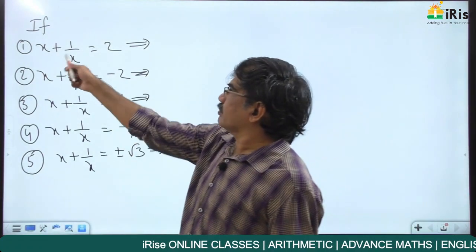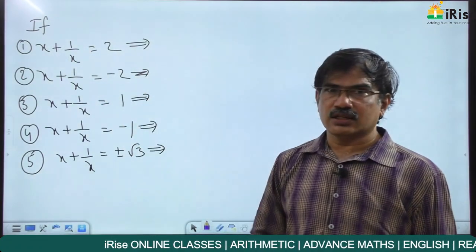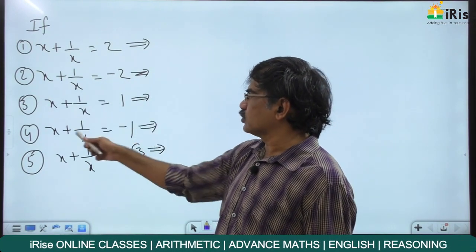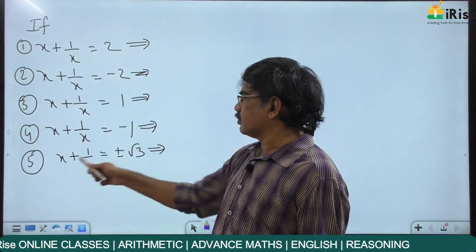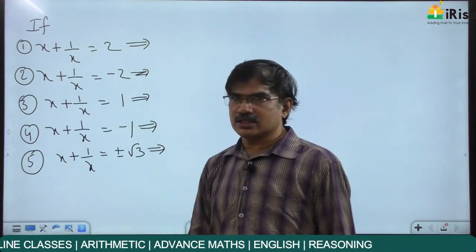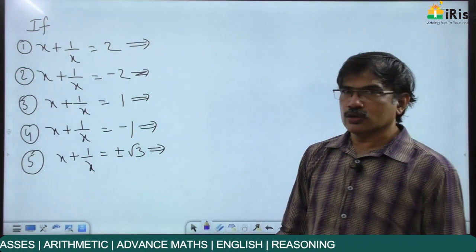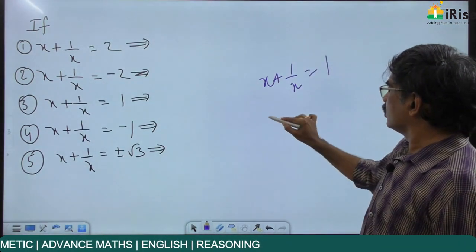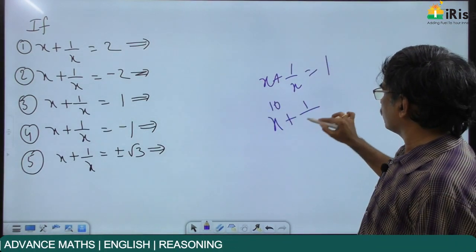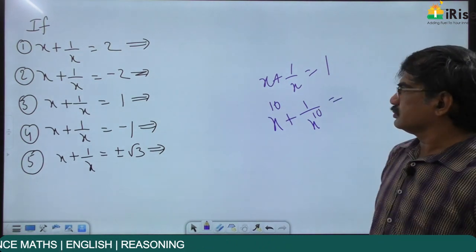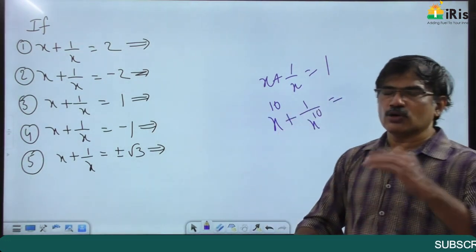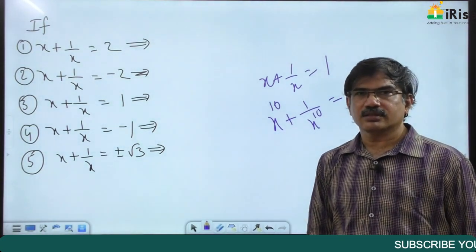If x plus 1 by x is equal to 2, what is the conclusion? If x plus 1 by x is minus 2, if x plus 1 by x is 1, if x plus 1 by x is minus 1, if x plus 1 by x is plus or minus root 3. Questions will be given like this. If x plus 1 by x is equal to 1, what is x power 10 plus 1 by x power 10? If a question is given, don't take the whole power 10 on both sides.